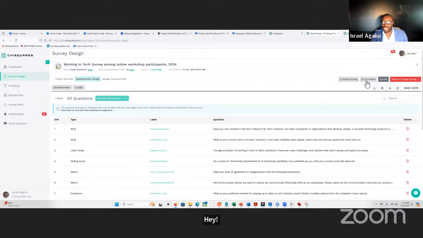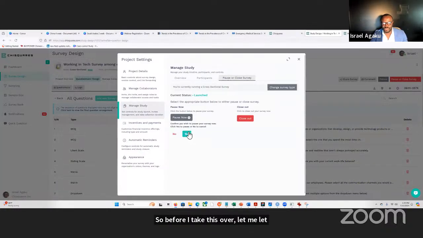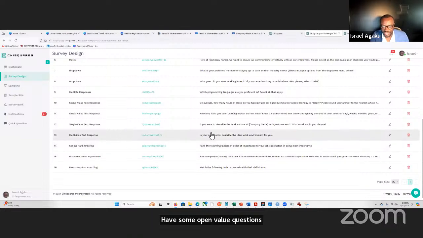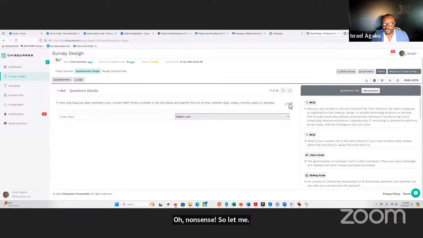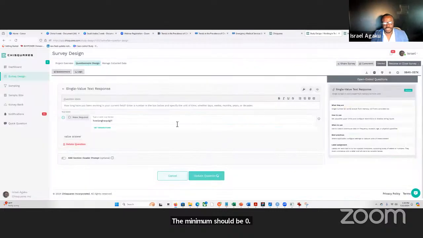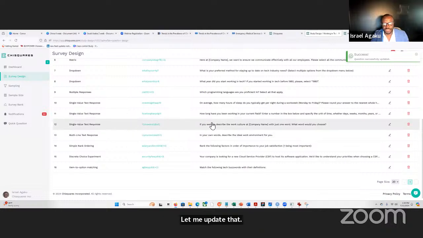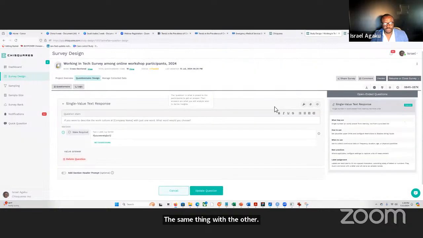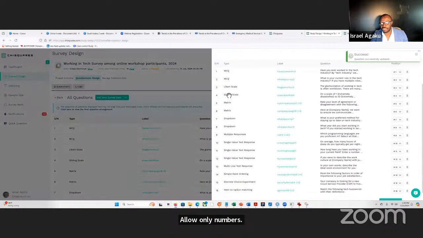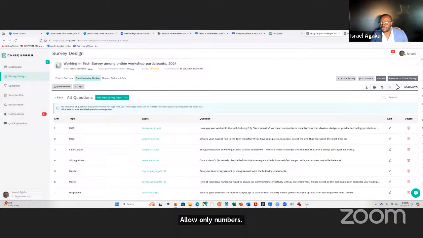Actually, sorry, before I take the survey, let me make some quick edits. I have some open value questions there, and I want to make sure I don't collect rubbish or nonsense. So I restrict them so that I allow only numbers. The minimum should be 0, so I don't get negative values. Let me update that. The same thing with the other. Allow only numbers. Okay. All right, let me resume my survey.